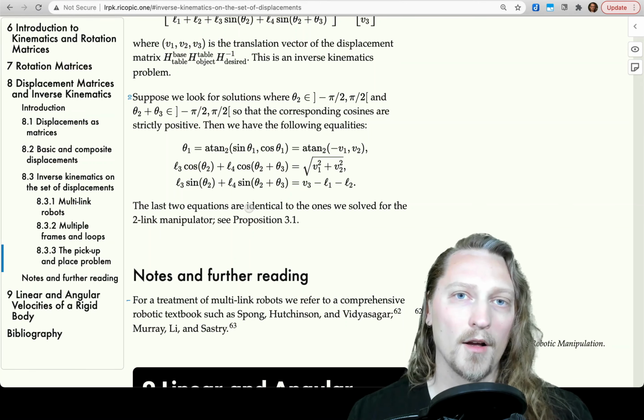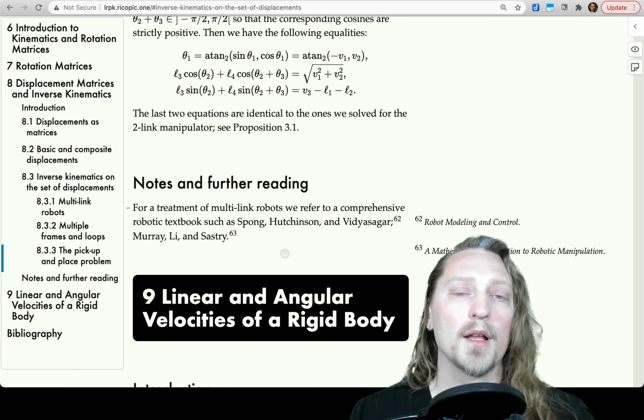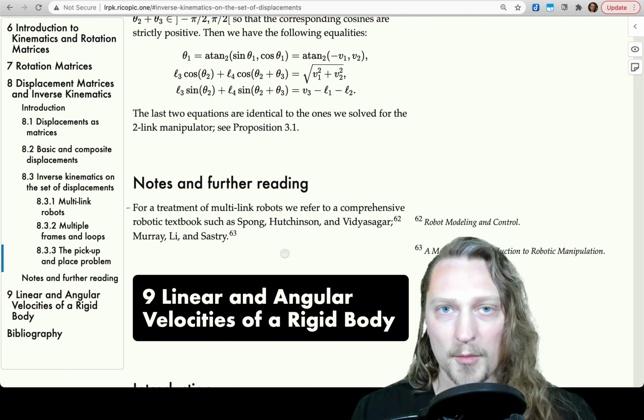Okay, so notes and further reading for this chapter. For treatment of multi-link robots, we refer to a comprehensive robotic text such as Spong, Hutchinson, and Vidyasagar, Murray, Lee, and Sastry. Okay, so those are two pretty comprehensive robotics textbooks.